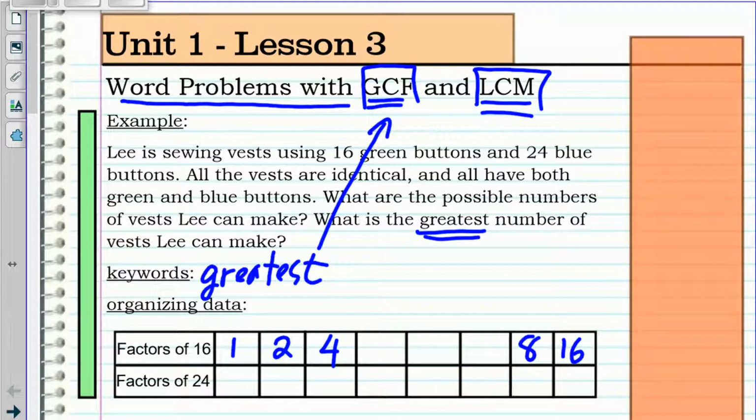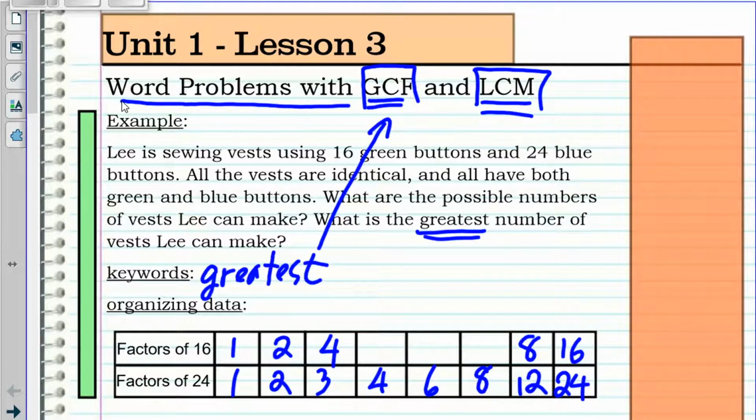All right, so let's do it for the factors of 24, which is 1 and 24. Right, so 2 and what? That's right, 2 and 12. 3 and what? Yep, 3 times 8, actually. And then 4 times 6. So that's a lot.